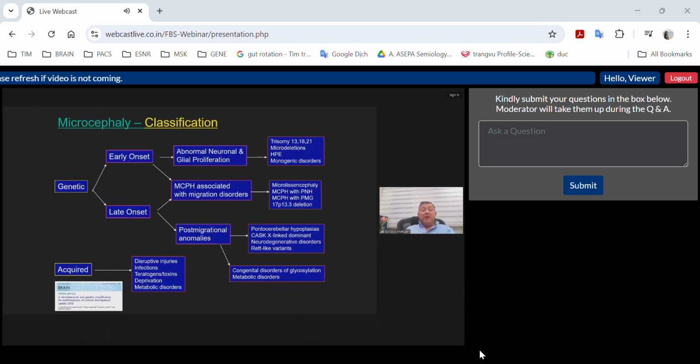Now let's speak about microcephaly. When we speak about microcephaly, there are two different classifications, okay? But let's say that we speak of this classification, we put on one side the genetic origin, okay? And genetic may cause early onset, okay? Early onset of microcephaly is usually due to abnormal neural proliferation.